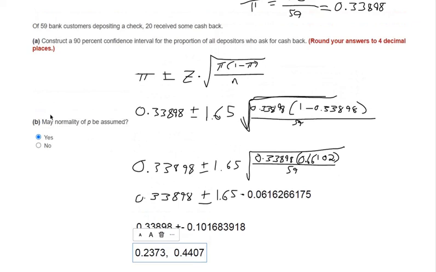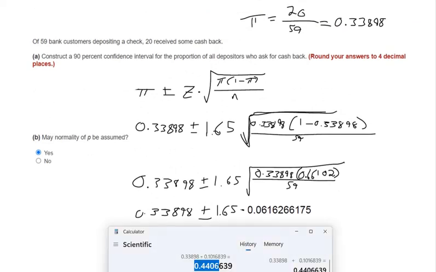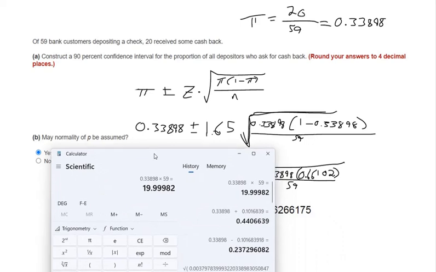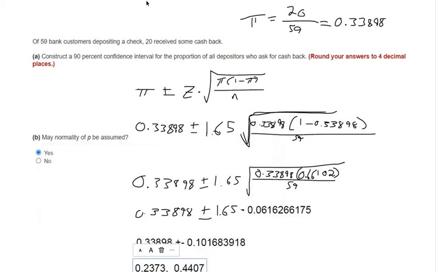Can the normality of p be assumed? You've got to check the criteria we showed in other videos. You do your sample proportion times your sample size and make sure that's greater than 10, and it is. And then do 1 minus your sample proportion times your sample size, and that's also greater than 10. So this one, yes, we can assume normality.